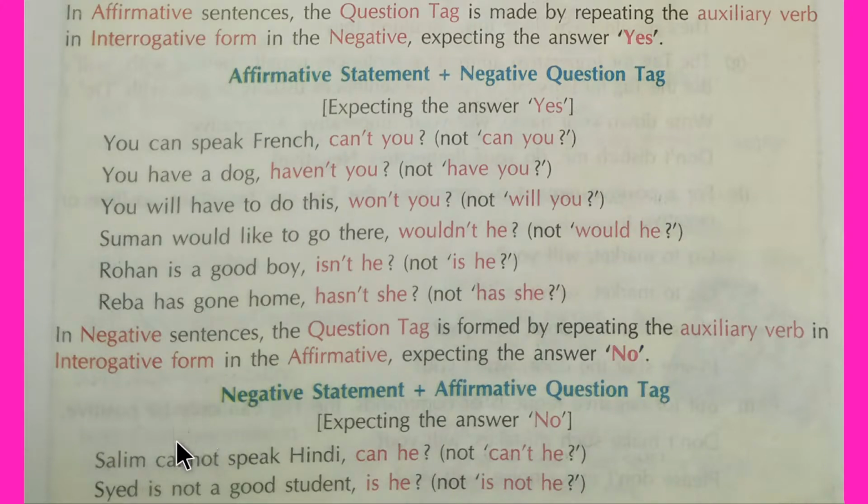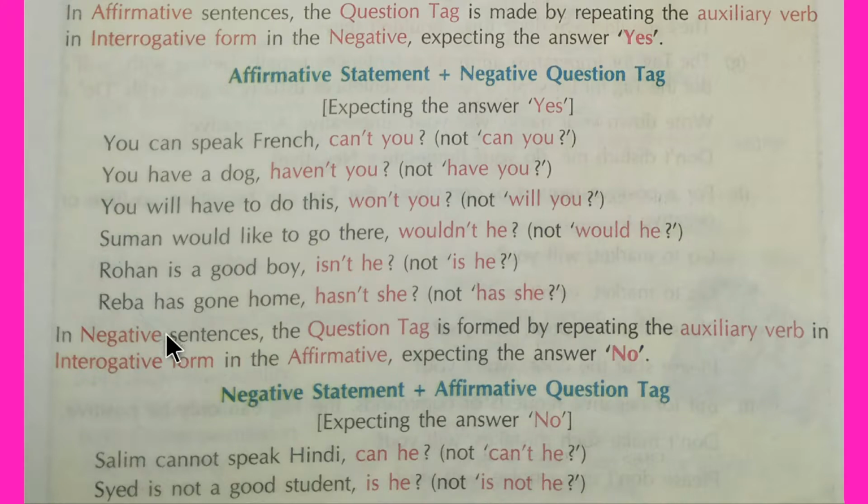Well, Salim cannot speak Hindi, right? This is a negative sentence, so we have to use a positive or affirmative tag. Positive means affirmative. Can he, right? Can he? Soyed is not a good student, is he? Since here is a negative statement, you have to use a positive, right? That is the rule: negative statement plus affirmative question tag, right?